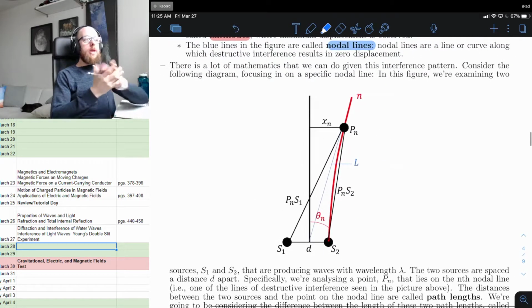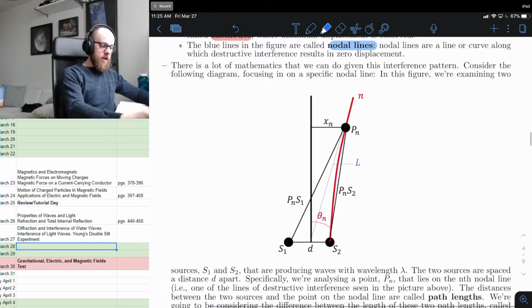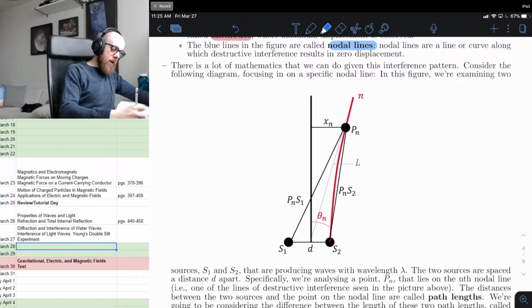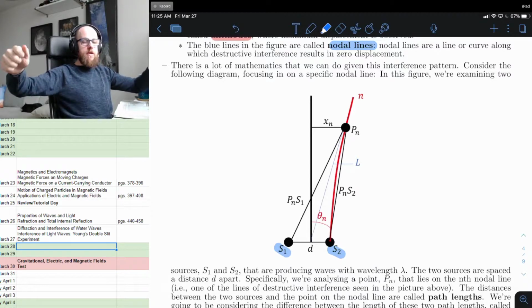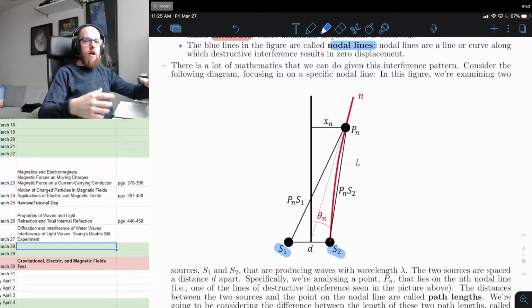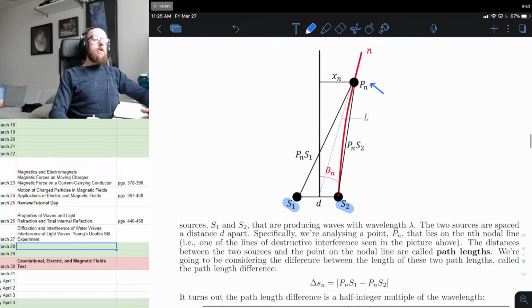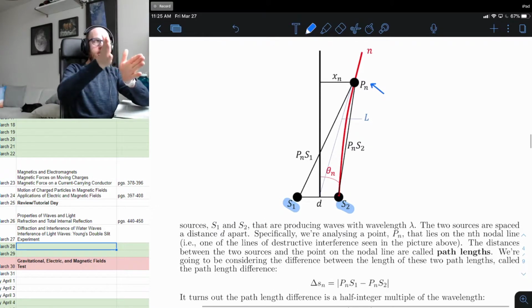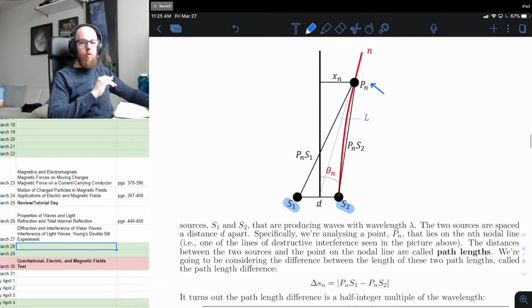And then here's the picture that we're going to focus on for a lot of today. Now, this picture is complicated, but let's step through it. At the bottom here, we have S1 and S2. Those are our two sources. Going back to the picture, those green balls that he was oscillating in the water, those are S1 and S2. PN is just some point along the nth nodal line. In this pattern we have a whole bunch of different nodal lines spaced apart from each other, and PN is just some point on one of those nodal lines.